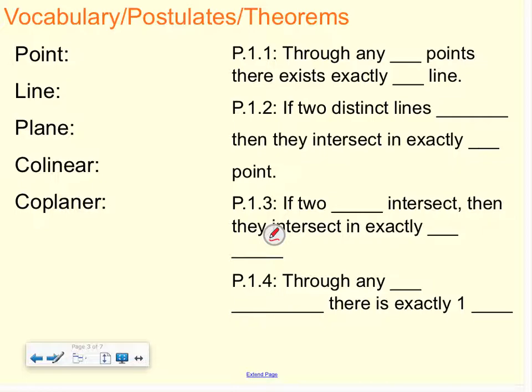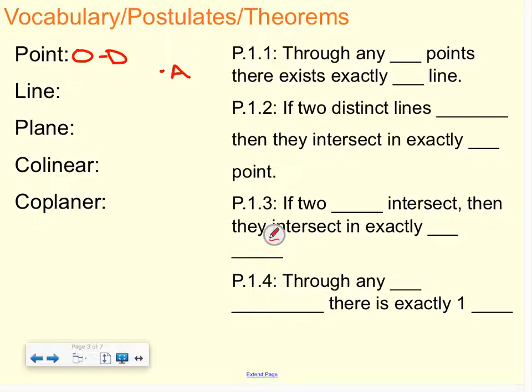So number 1, what is a point? Well, a point has 0 dimensions. You've heard of the first, the second, and the third, maybe even the 4th dimension, but a point has 0 dimensions. You cannot measure a point. A point is just a point. Usually we indicate a point with a capital letter.